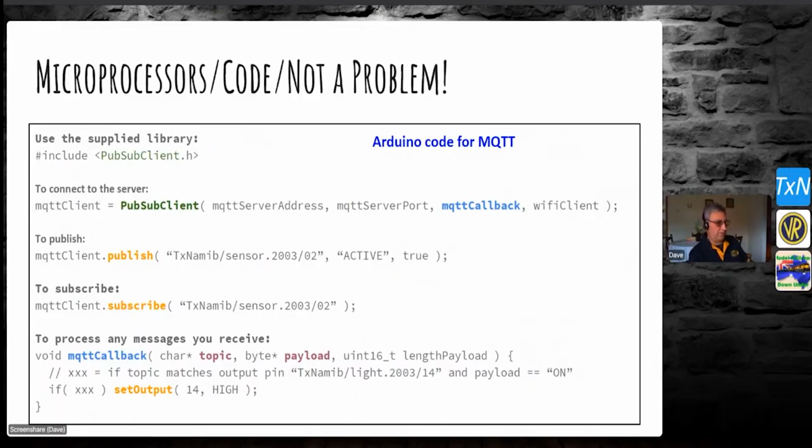Then you have the publish command, so you can see there's a topic with the payload, the status of the sensor, and true is the flag to say retain the message. So we normally use that. The subscribe message is what the clients use to watch for messages in that topic. So whenever there's a message change in there, then they know that they have to do something. And at the bottom is the routine that it calls, so then you can expand that to do whatever you want.